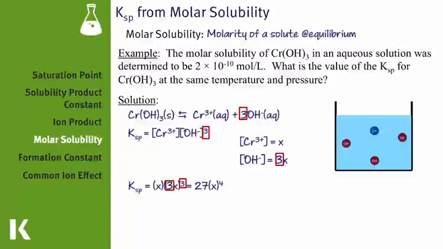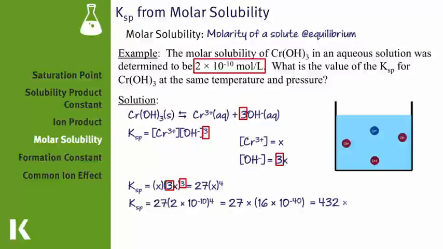The next step depends on what the MCAT asks. The AAMC will either give you a molar solubility and ask you to solve for KSP, or give you a KSP and ask you to solve for molar solubility. Here, we were given molar solubility, so we'll plug that in for x. Distribute the exponent, multiply through, and then simplify down into proper scientific notation. And we find the KSP for chromium 3 hydroxide is about 4.3 times 10 to the negative 38th.